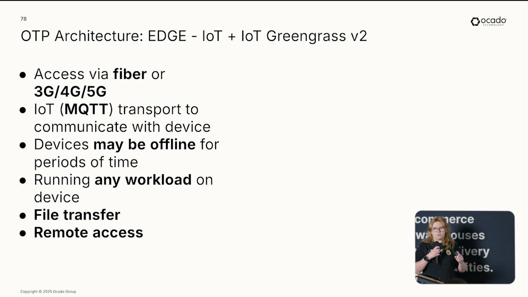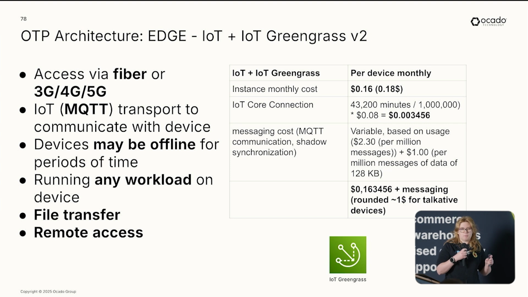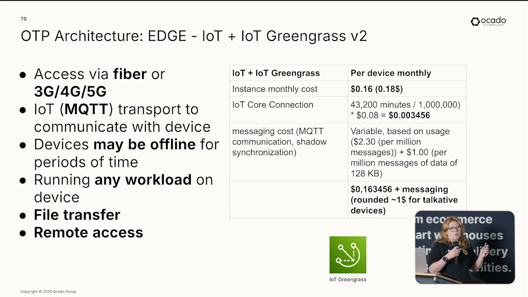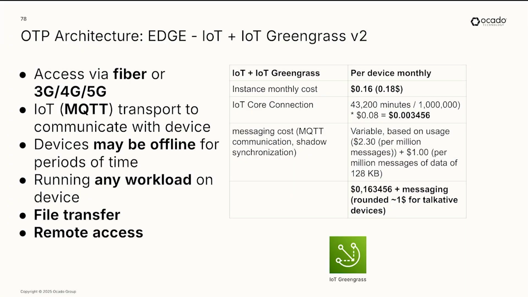There's another advantage of the new stack. We can run basically any workload on devices. Why? Because we no longer need Docker daemon, and we no longer need to containerize our applications. With this technology stack, we also have the ability to file transfer to the remote devices and still have remote access. And now the best part. The best part is the costs. Let's say we are under 20 cents for the standard device, maybe about $1 for very chatty devices. So this looked like a perfect fit for us.